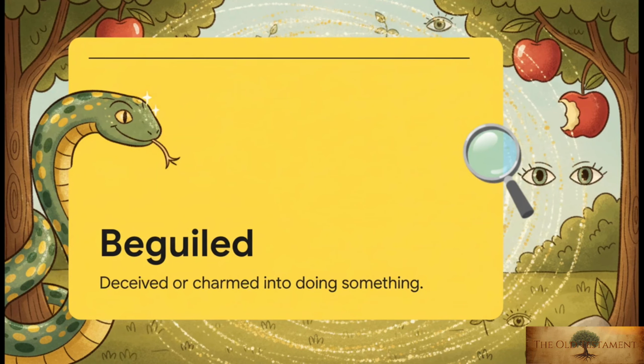Before we get to the consequences, let's look at the specific word Eve uses to defend herself: beguiled. She states, "The serpent beguiled me." To be beguiled means to be deceived or charmed into doing something, and this links perfectly back to that earlier definition of the serpent as subtle. Eve acknowledges the cunning nature of the trap.